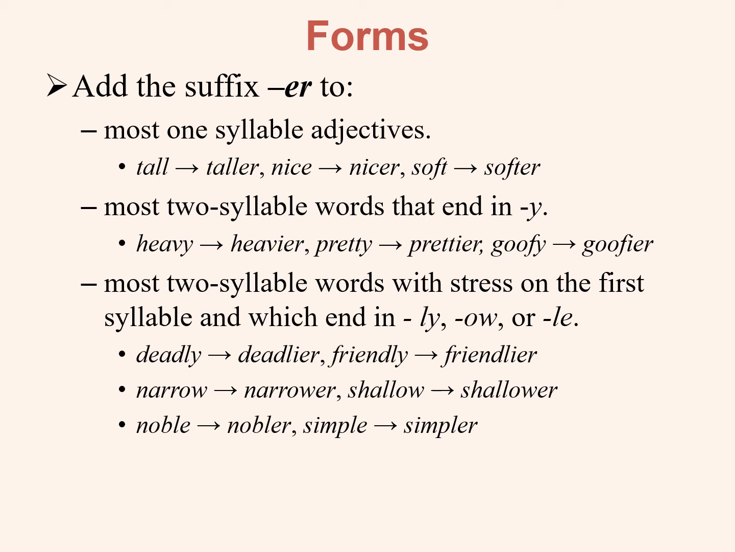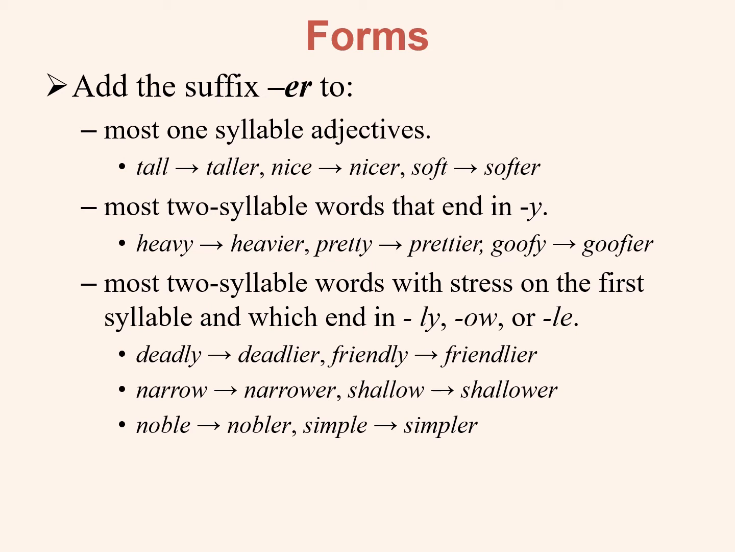Most one-syllable adjectives form their comparative form by adding the suffix er. So we have examples: tall, taller; nice, nicer; soft, softer. Most two-syllable words that end in the letter y add the suffix er. Heavy, heavier; pretty, prettier; goofy, goofier.